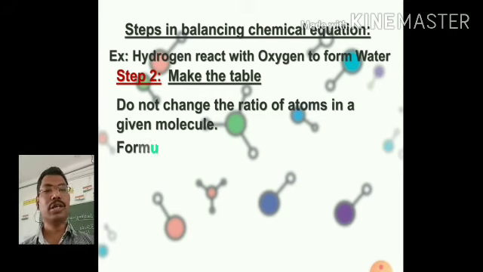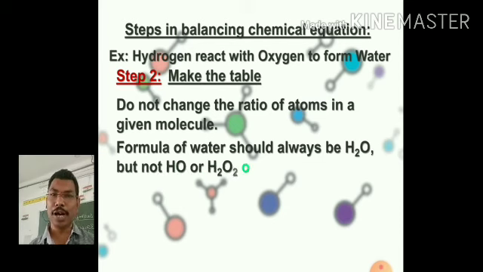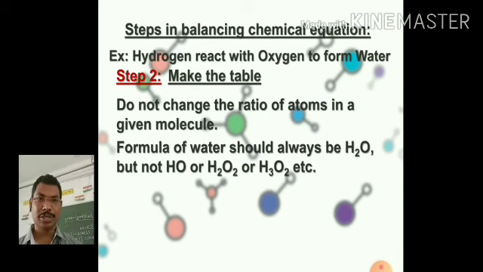Means the formula of water should always be H2O, but not HO or H2O2 or H3O2, etc. Go anywhere in the universe, go to Mars, go to the Sun, go to the Moon. The formula for water should always be H2O. There is no change. For balancing, don't change that ratio. In H2O, the ratio of hydrogen to oxygen is 2:1. Don't change it anyway.